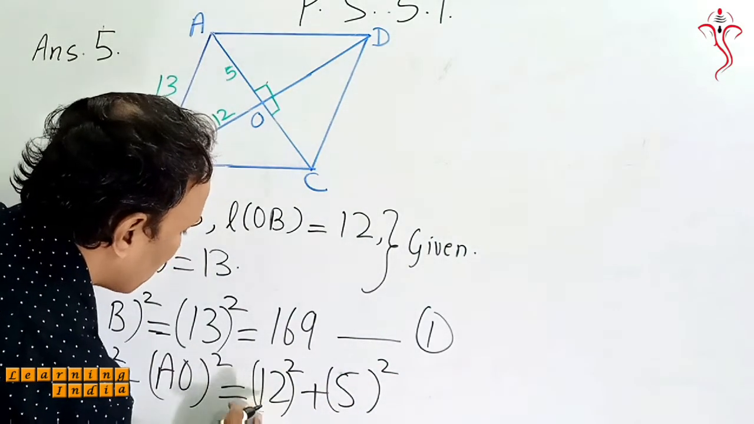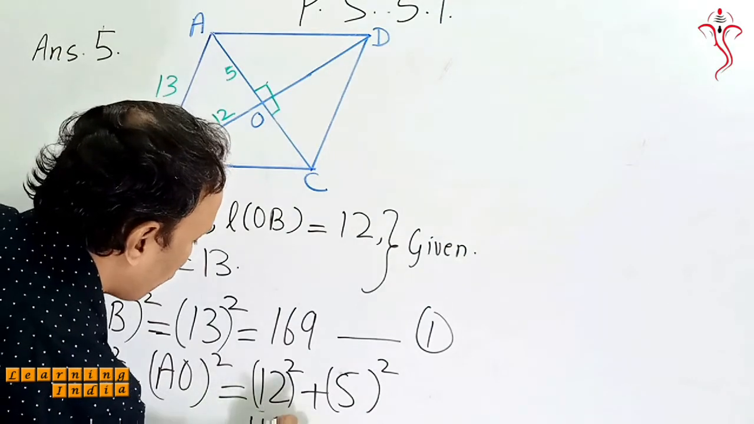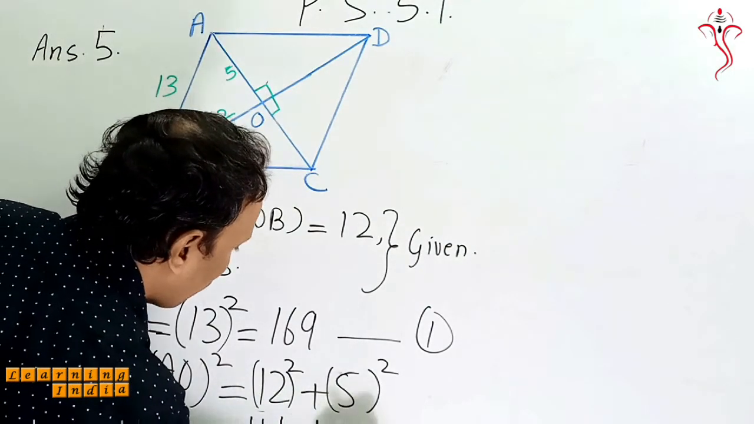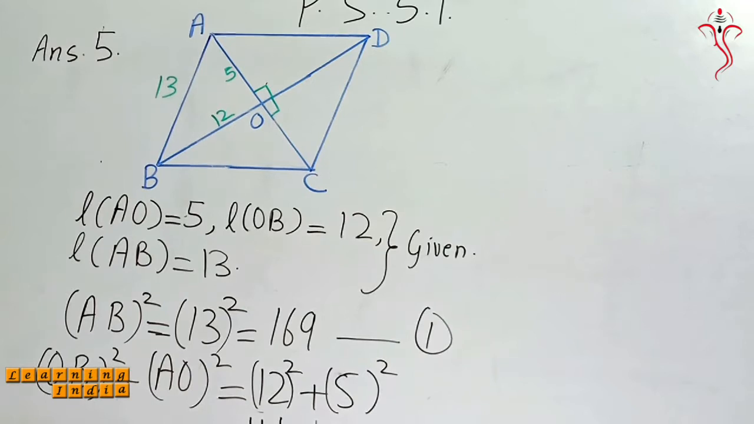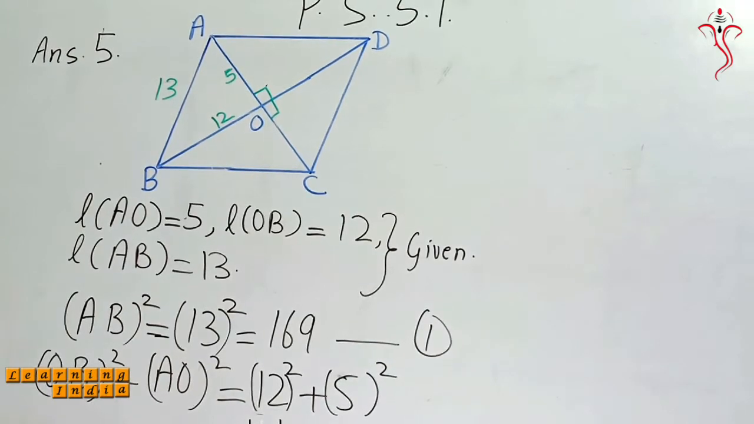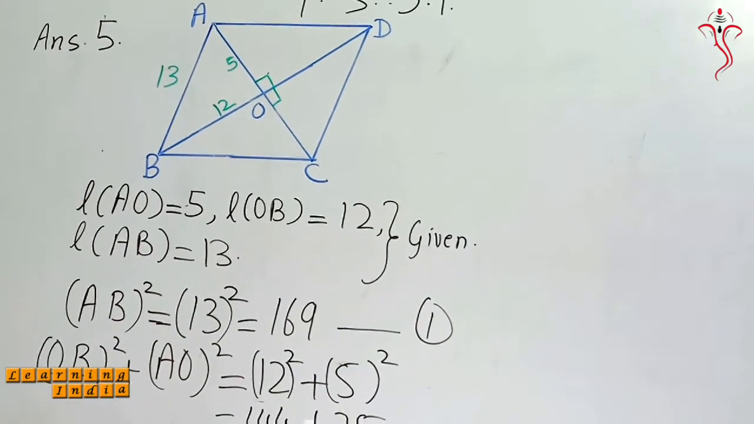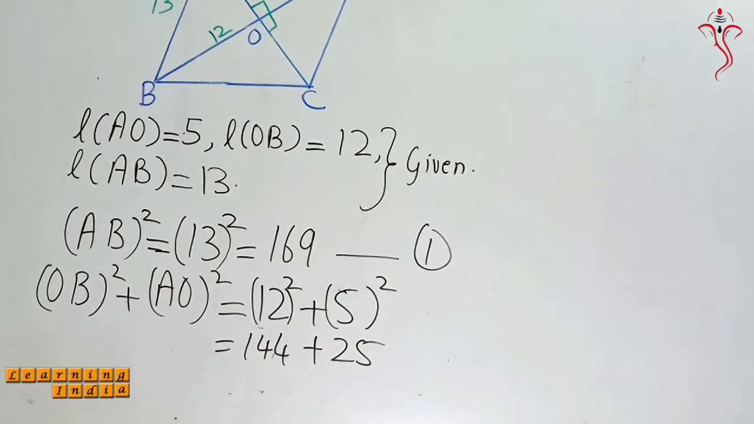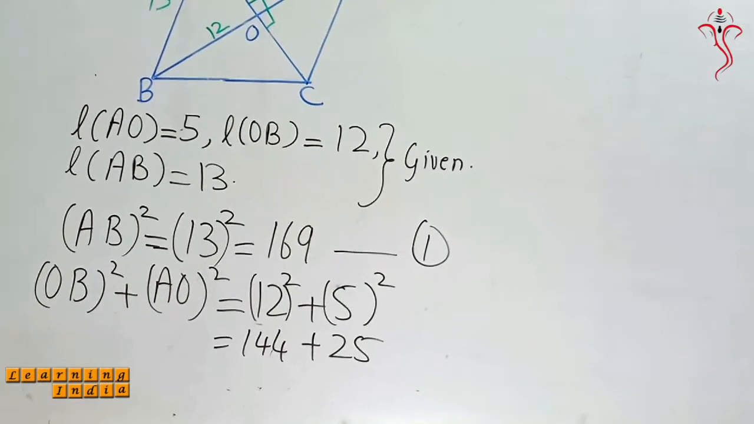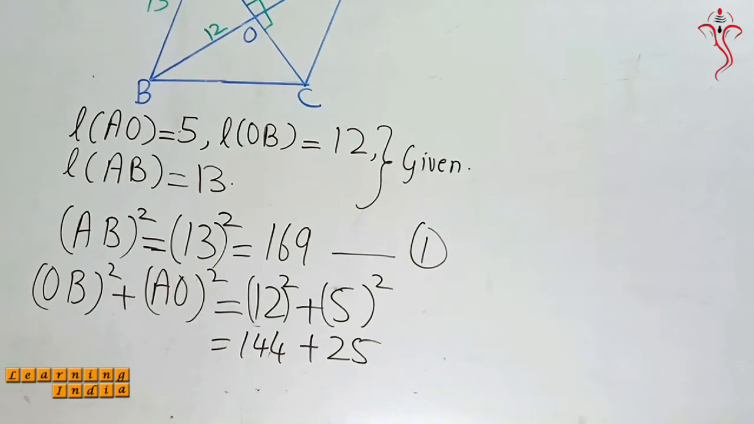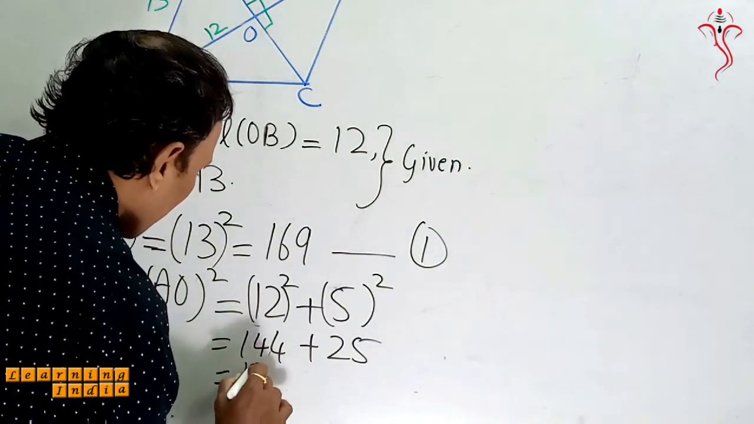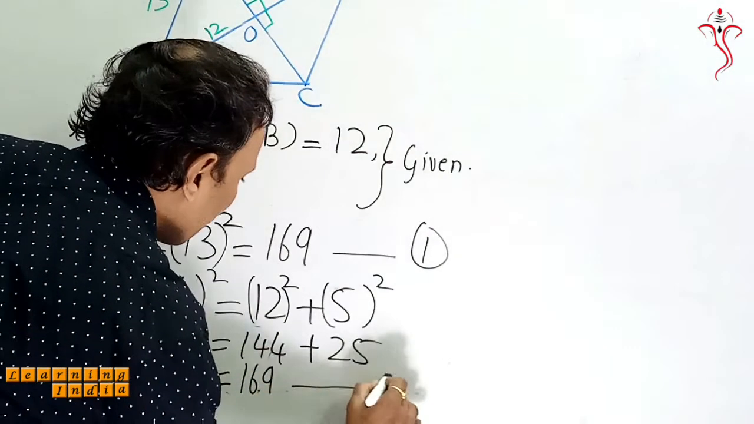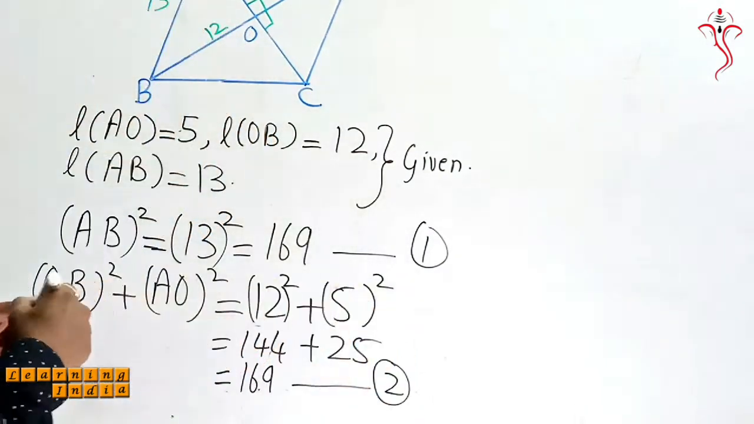So 12 square is how much? You all know it is 144 plus 25. Correct? So I have written here OB square plus AO square is equal to 12 square plus 5 square, which is equal to 144 plus 25. So 144 plus 25 is how much? It is 169. So that one will be my equation number 2.